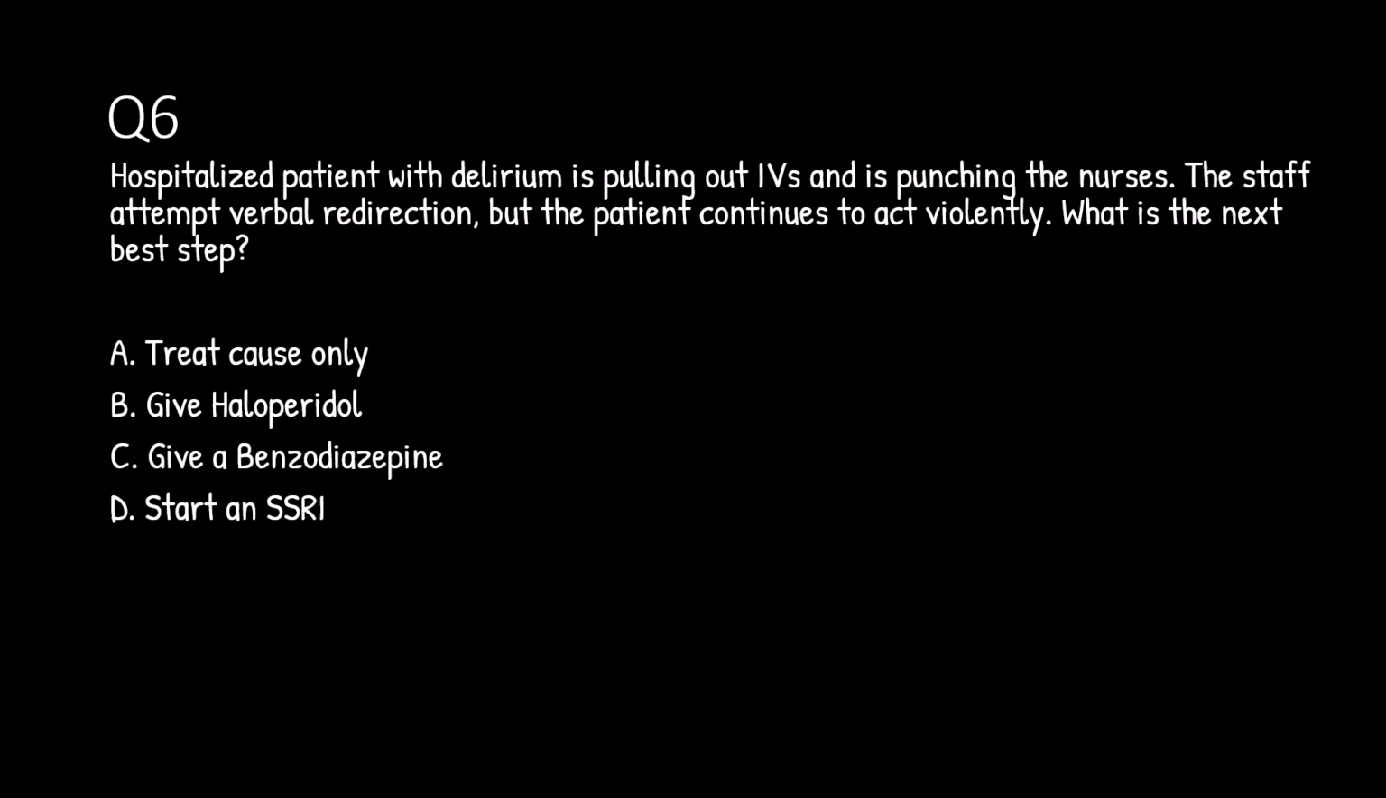Question 6. A hospitalized patient with delirium is pulling out IVs and is punching the nurses. The staff attempt verbal redirection, but the patient continues to act violently. What is the next best step? A. Treat the cause only. B. Give Haldol. C. Give a benzodiazepine. Or D. Start an SSRI.